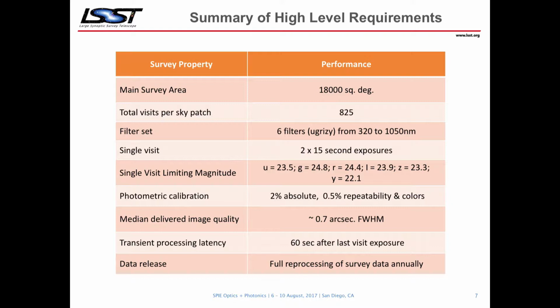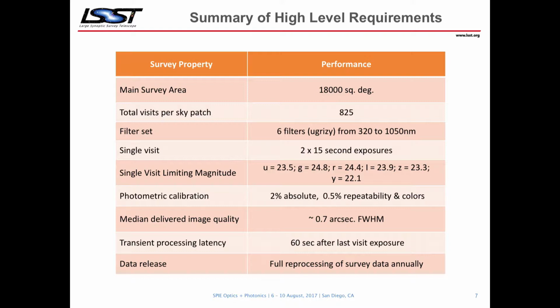photometric calibration. We're building this telescope at a good site where the median seeing is about 0.6 arc seconds, but we put a tight constraint on the rest of the optical system that the total median delivered image quality is only 0.7 arc seconds. So there's not a lot of freedom for the mirror quality, the camera quality, et cetera.